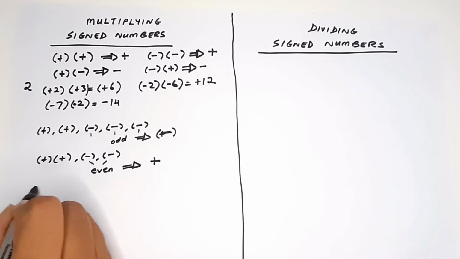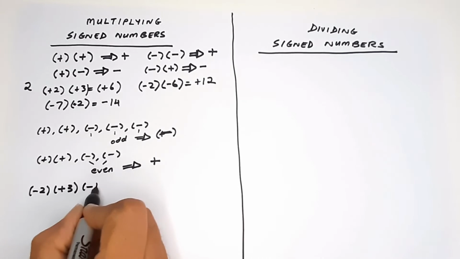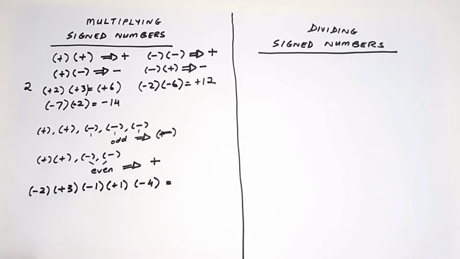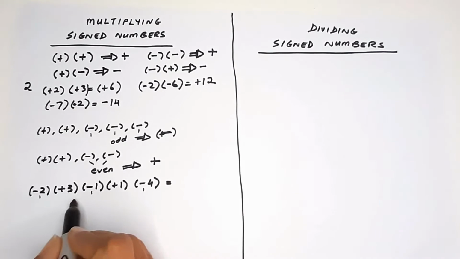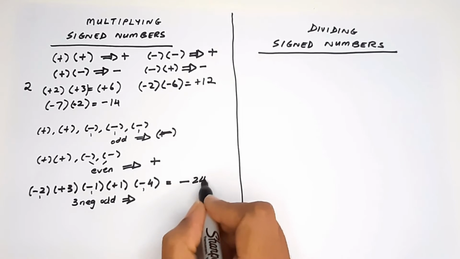What if we had to multiply negative 2 into positive 3 into negative 1 into positive 1 into negative 4? How am I going to solve this? Look at only the negative numbers. How many negatives do we have? 1, 2, 3 negatives. So that's an odd number. Your answer has to be negative. And let's multiply. 2 times 3 times 4 gives you 24.